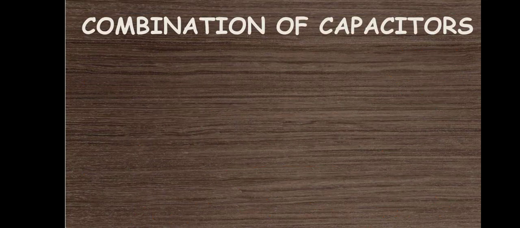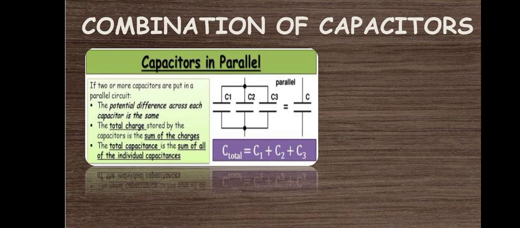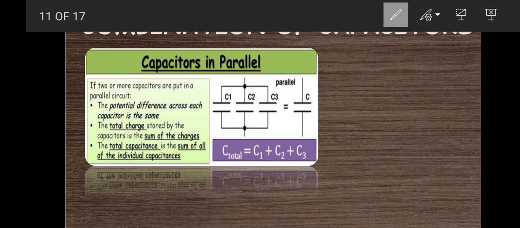How are the capacitors combined in different circuits? Let's discuss the combination of capacitors. Number one is capacitors in parallel. Capacitors can be joined in parallel form. First of all, you have to understand what is meant by parallel combination. Here you can see the symbol of a capacitor. Three capacitors are used in this circuit with different capacitances C1, C2 and C3.